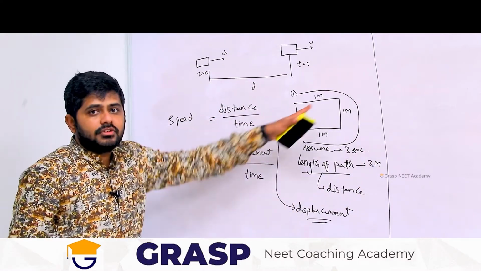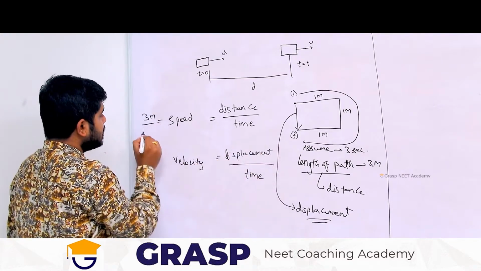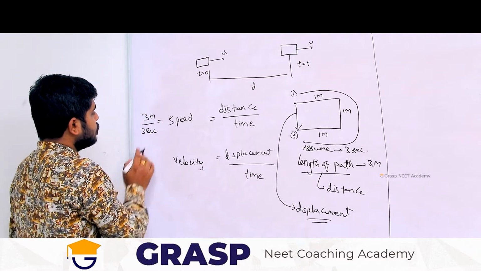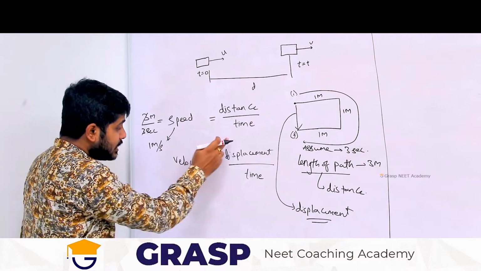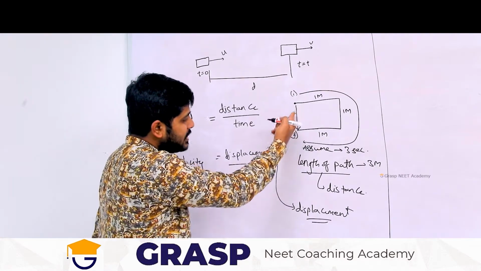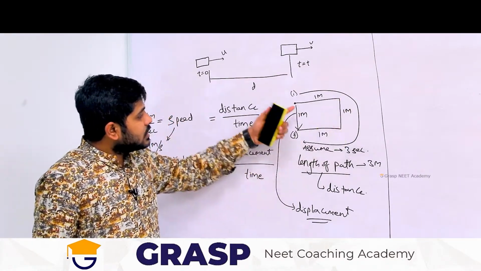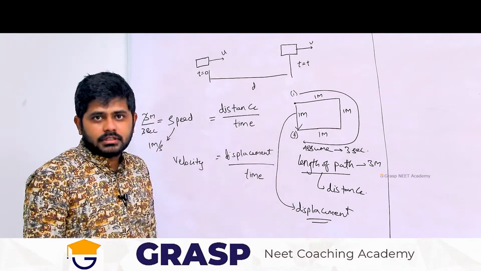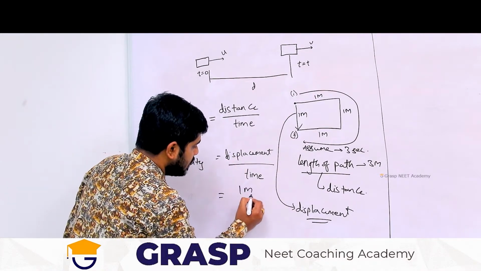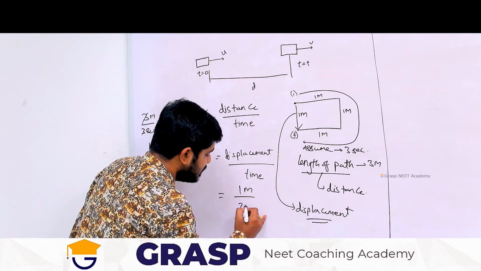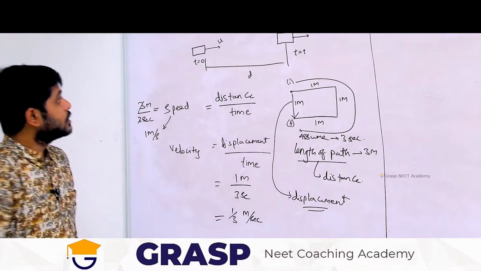Now, for speed, the total distance travelled is 3 meters upon the total time taken, 3 seconds. So, speed is 1 meter per second. But for velocity, the displacement is 1 meter only, because if you draw a line directly from initial to final, it is 1 meter. So, 1 meter upon 3 seconds gives a velocity of 1/3 meter per second.